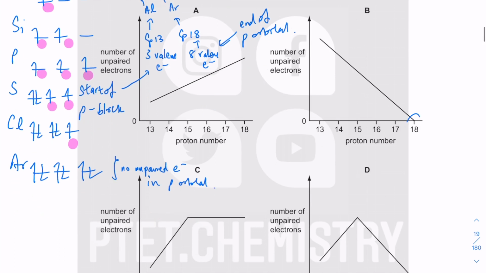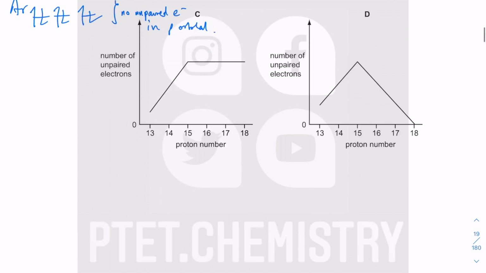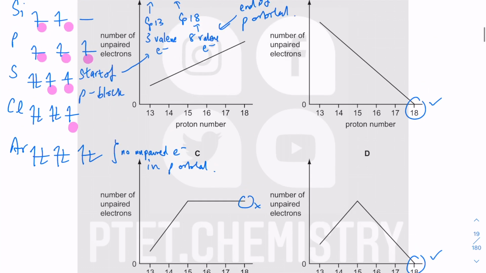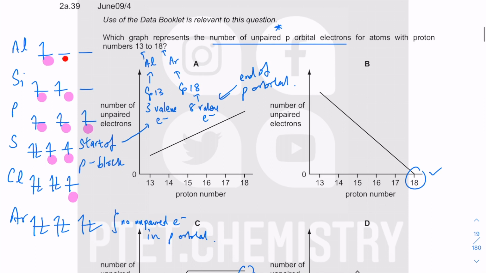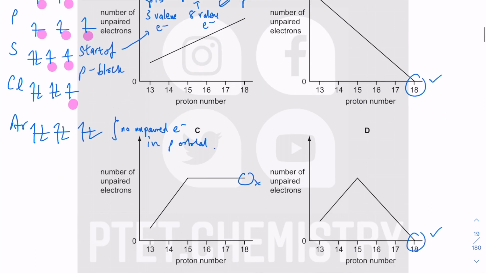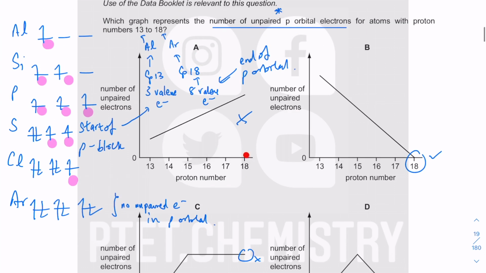We're looking for 0 at 18, so that's wrong. We're looking at something that increases 1, 2, 3, and then 2, 1 again. This is increasing, so this is wrong because it doesn't decrease. Well, in fact, it's already wrong because it's not 0. There are not totally no unpaired electrons for argon. So that one is already wrong.